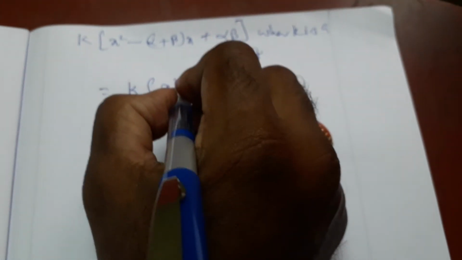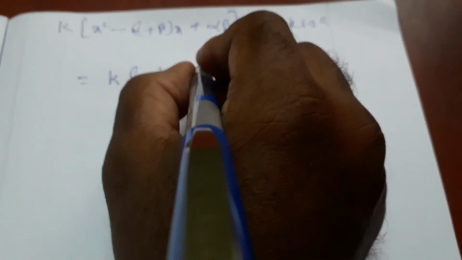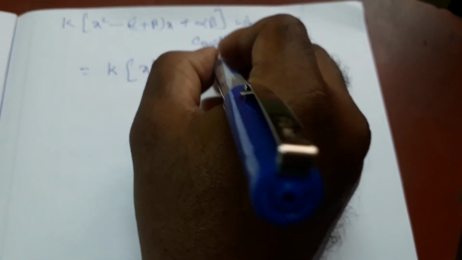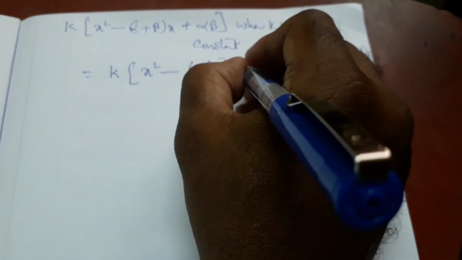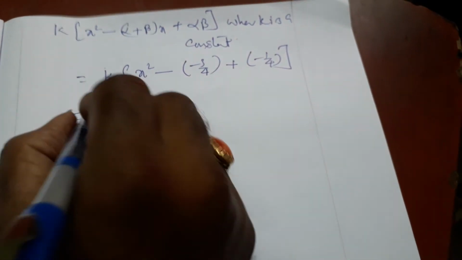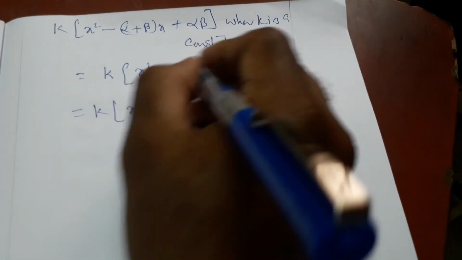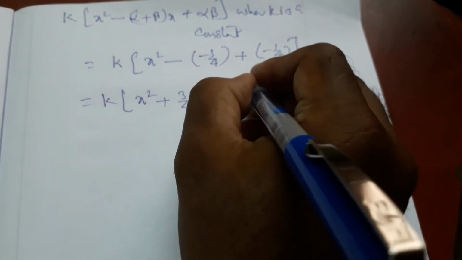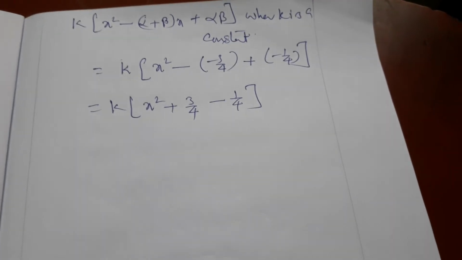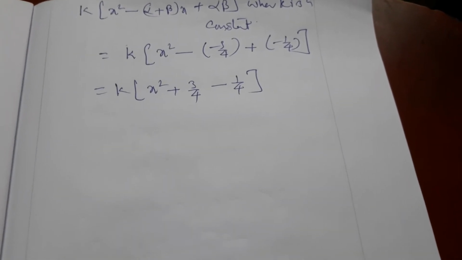That equals some k into x square minus sum, which is minus 3 by 4, that's why under bracket minus 3 by 4, plus alpha into beta equals minus 1 by 4. That equals k into x square minus into minus, plus 3 by 4 x, plus into minus, minus 1 by 4. This is the equation. This is the quadratic polynomial. Okay.